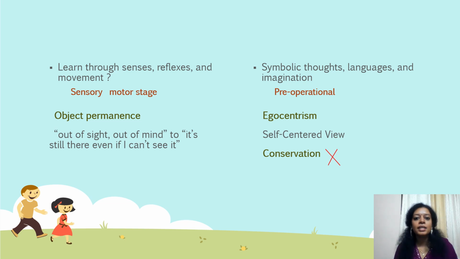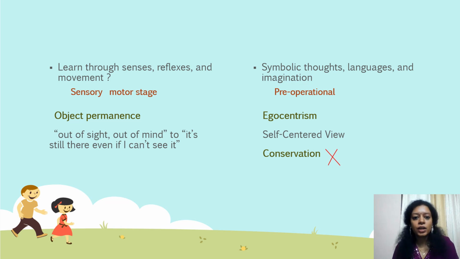Okay, so imagine a child on the phone saying, "Look at my drawing." They don't understand that the person on the other end can't actually see it. So that is egocentrism, the self-centered view. That is the characteristic feature of the pre-operational stage.